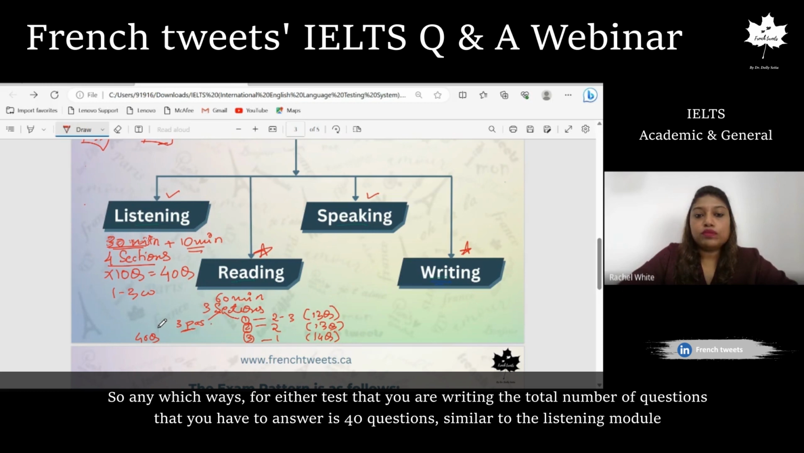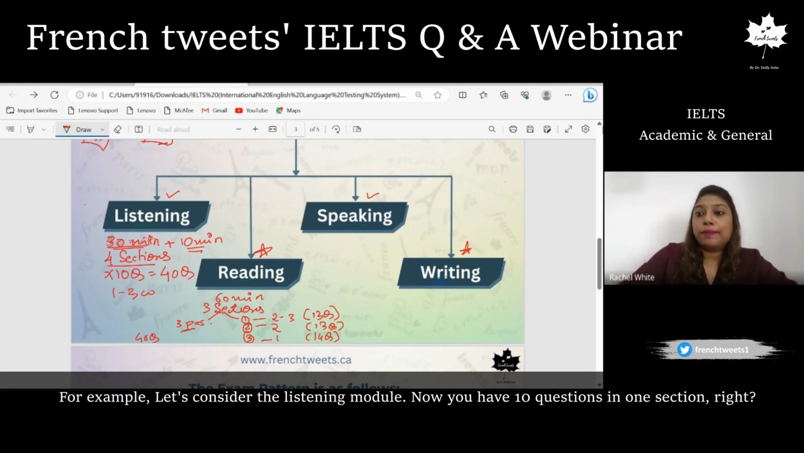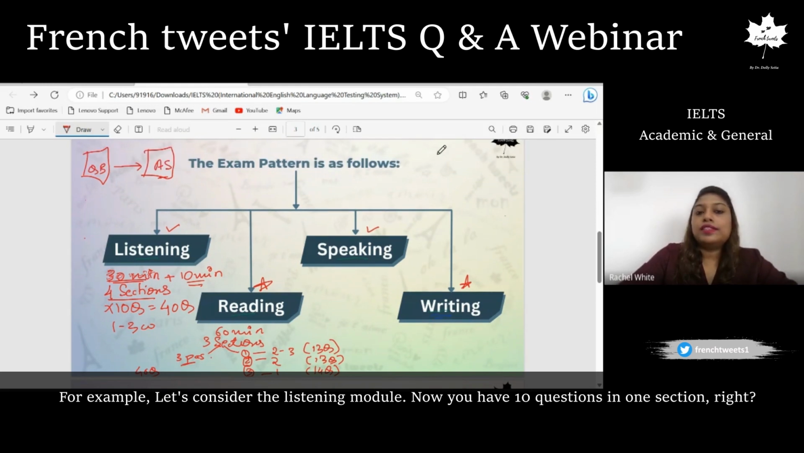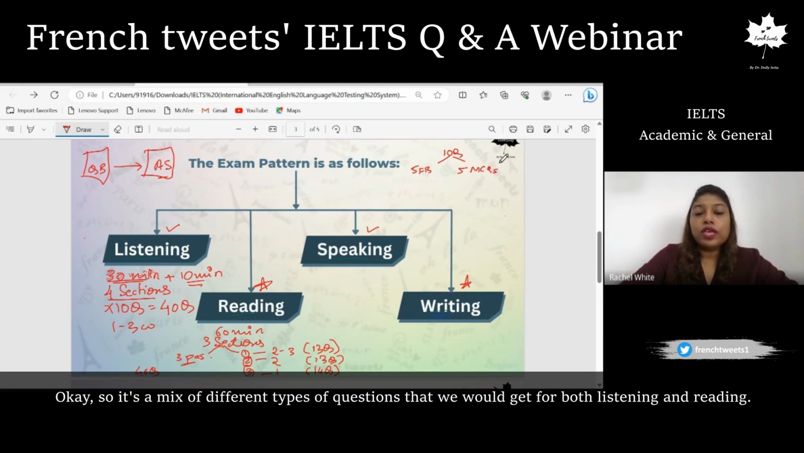And yeah, so the type of questions also would vary both for listening and reading. You have different types of questions. Now, say, for example, let's consider the listening module, okay? Now you have 10 questions in one section, right? So out of these 10 questions, maybe 5 questions would be fill in the blank kind of questions, and probably the other 5 would be multiple choice kind of questions, MCQs. Okay, so it's a mix of different types of questions that you would get for both listening and reading.